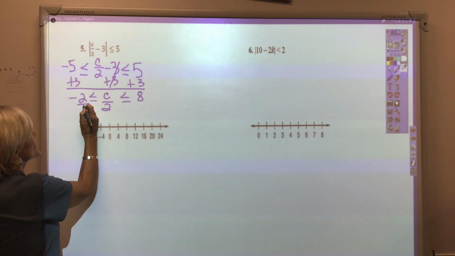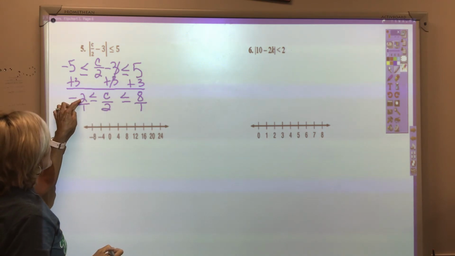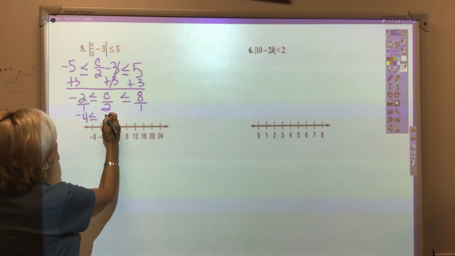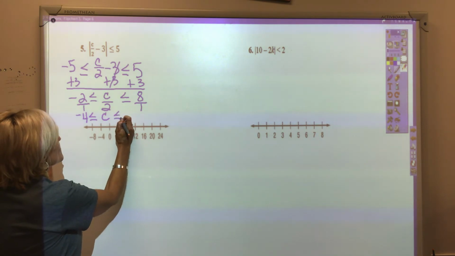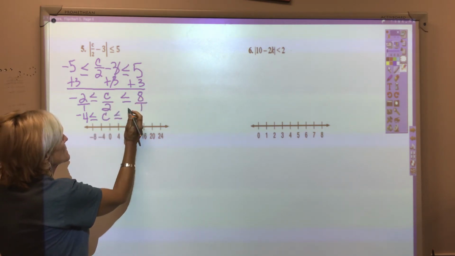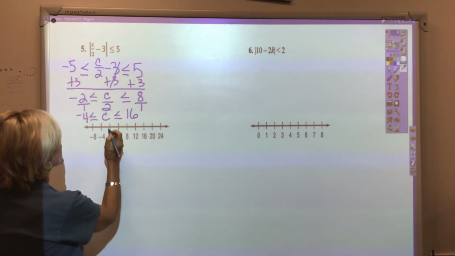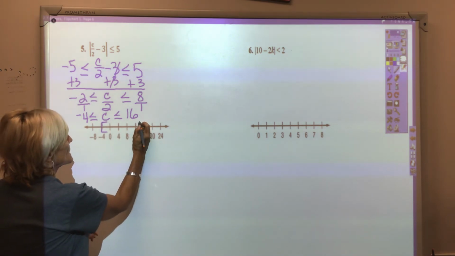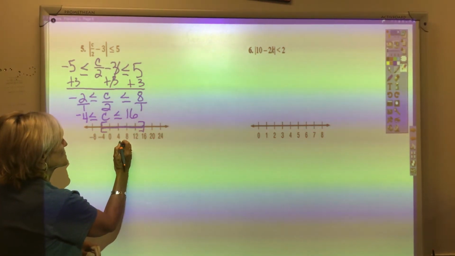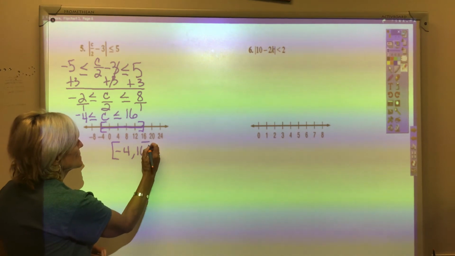You could stick ones underneath each of these, if you would like, so that you can go up and multiply. So 2 times negative 2 is negative 4, less than or equal to 1 times C, which is C, less than or equal to, notice the 1 times C is already here for us, 2 times 8, which is 16. So we would put brackets, since we have the or equal to's, at negative 4 and at 16, and then we would shade in between. So our interval notation would be bracket, negative 4, comma, 16, bracket.